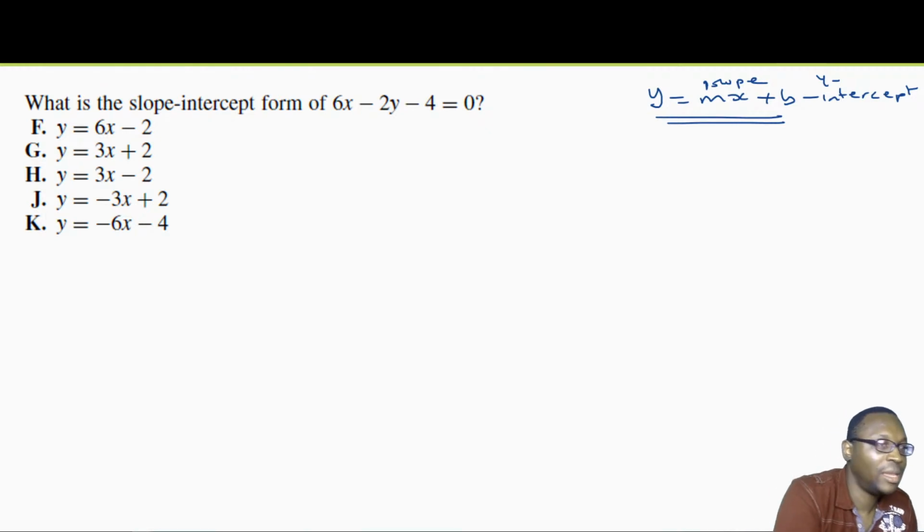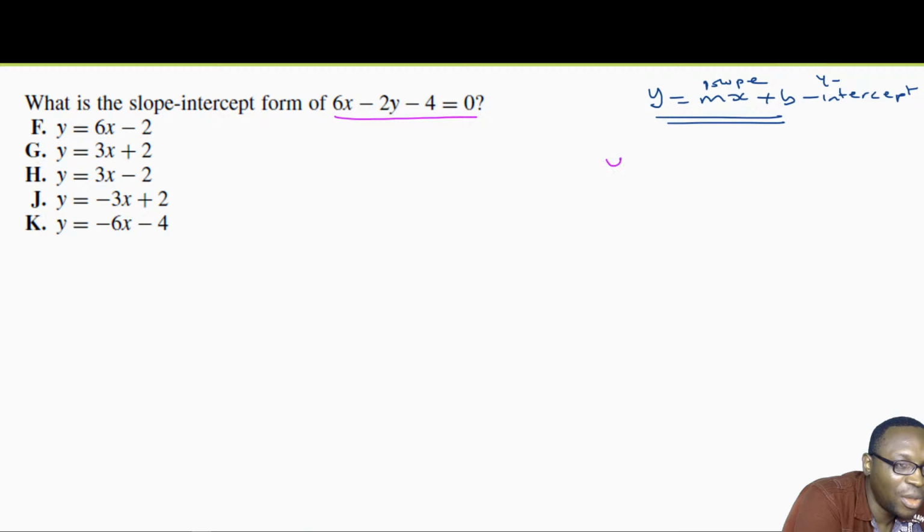All right, so let's go ahead and answer this question. Our goal here is to rewrite this equation in the form y equal to mx plus b. One of the good things about this test is if you look at the answers, you can get an idea of what they're asking you to do. So you can see all the answers are in the form y equal to mx plus b. So now what we're going to do is rewrite this, making sure that we have y on the left-hand side and all the other terms on the right-hand side.